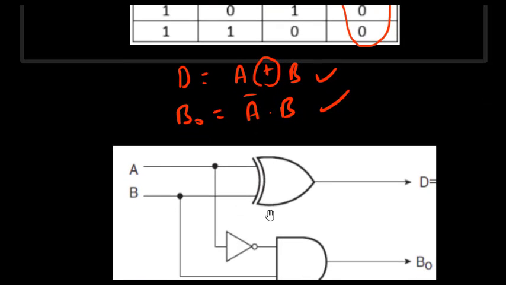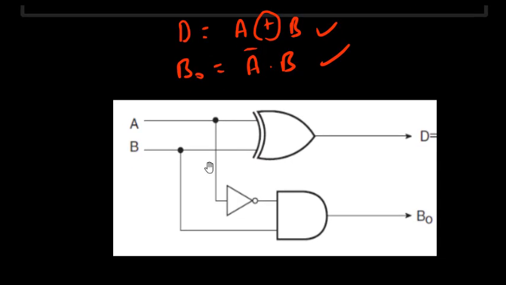Half subtractor, this is the circuit diagram. For A and B we have XOR, and for A bar and B we have this AND gate. So this is the circuit diagram of the half subtractor.